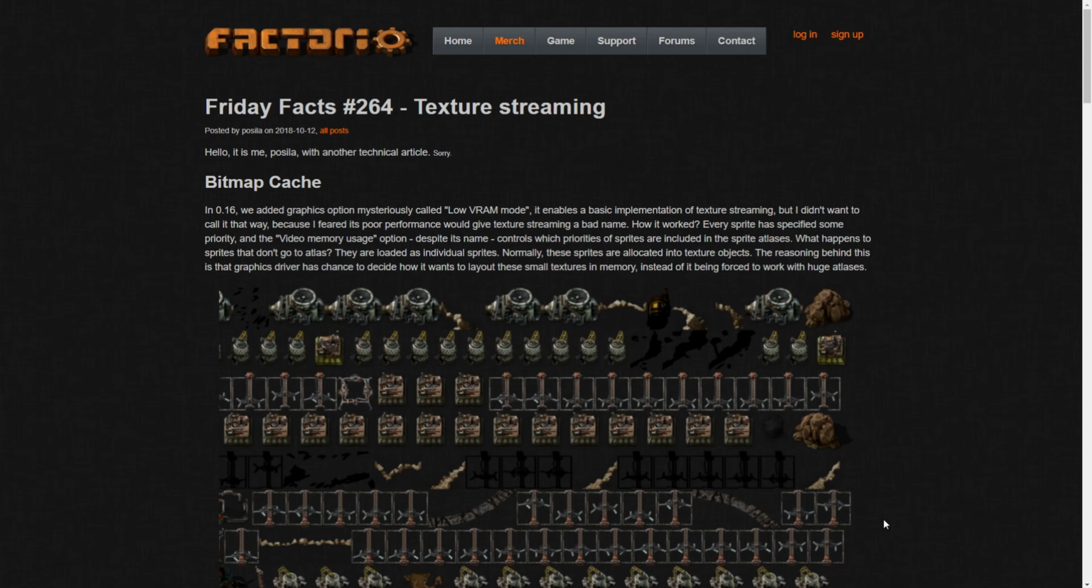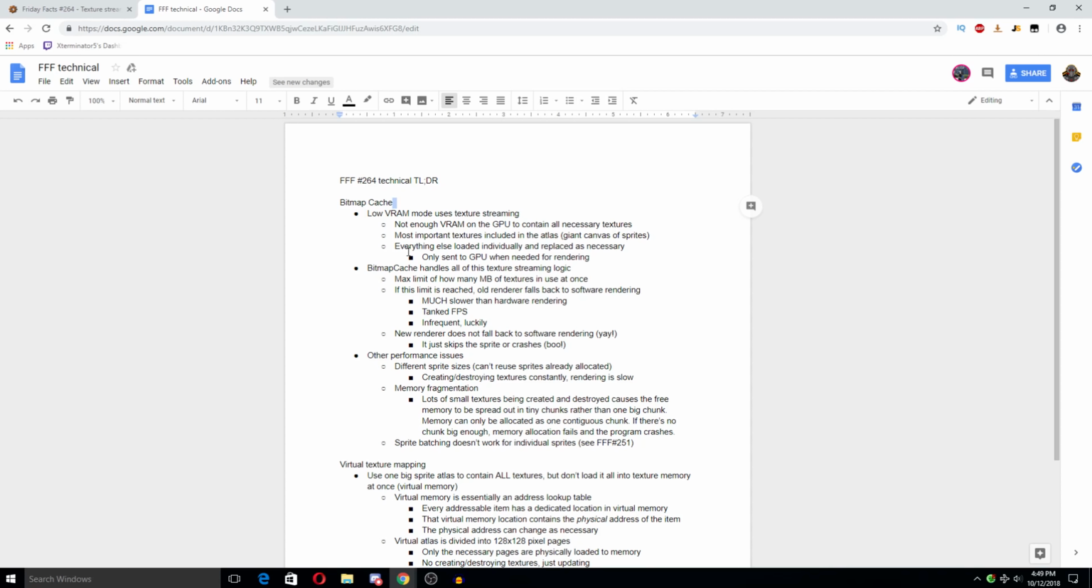Okay, so we have the summary. Bitmap Cache. The low VRAM mode uses texture streaming, and basically there's not enough VRAM on the GPU to contain all necessary textures. The most important textures are included in the Atlas, a giant canvas of sprites. Everything else is loaded individually and replaced as necessary, only sent to the GPU when needed for rendering. That last bullet point, that's what streaming is. That's the texture streaming part of it.